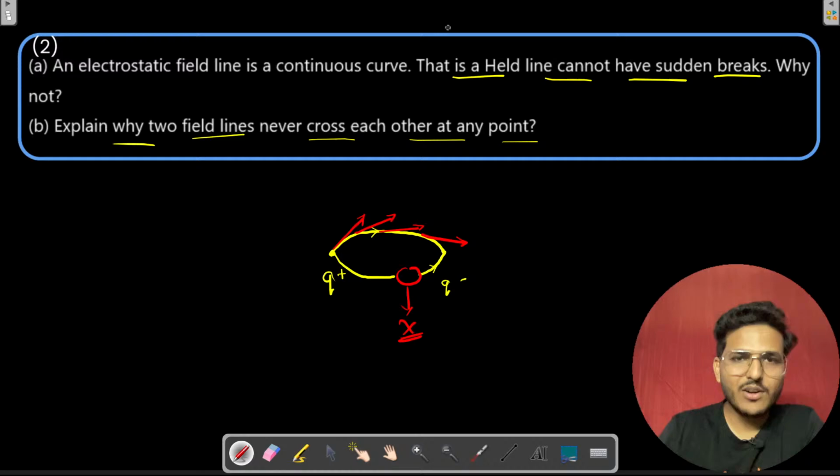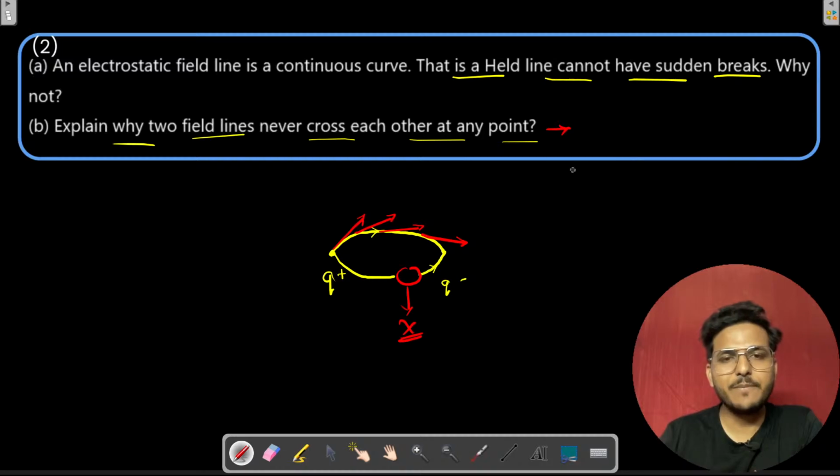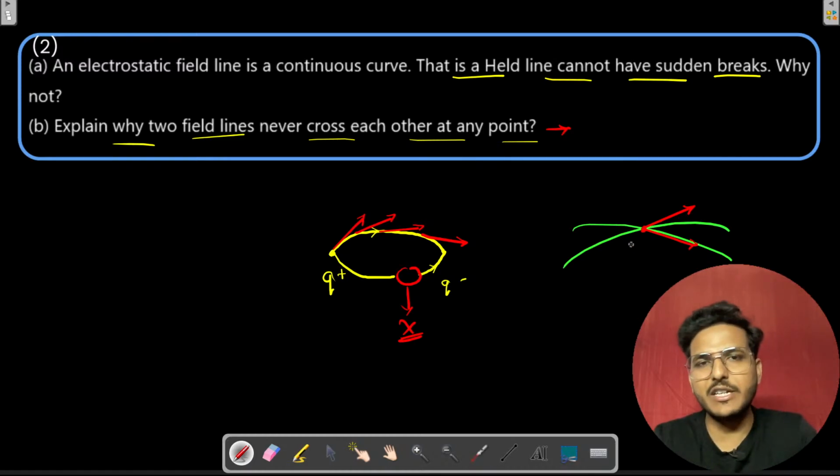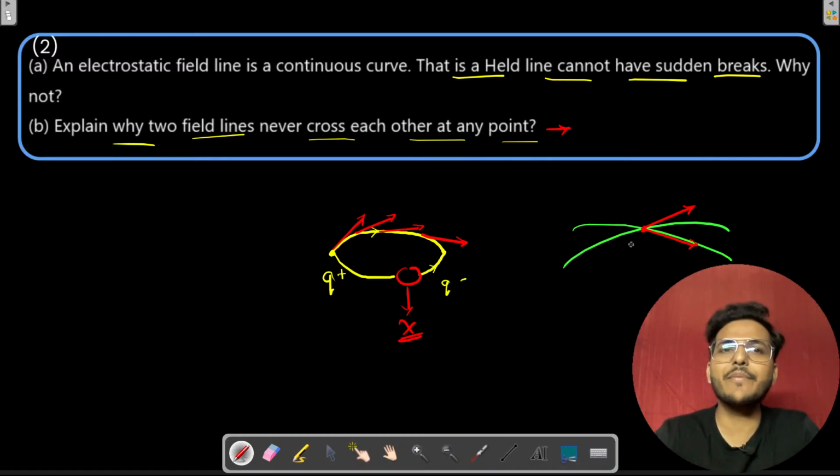Now explain why two field lines never cross. See, if two field lines intersect each other, the first field line and the second field line, then at the common point we have two directions of electric field intensity, which is not possible. Electric field intensity at a point is unidirectional; it has only one direction. But if they intersect, there will be two directions of electric field intensity, which is not possible.